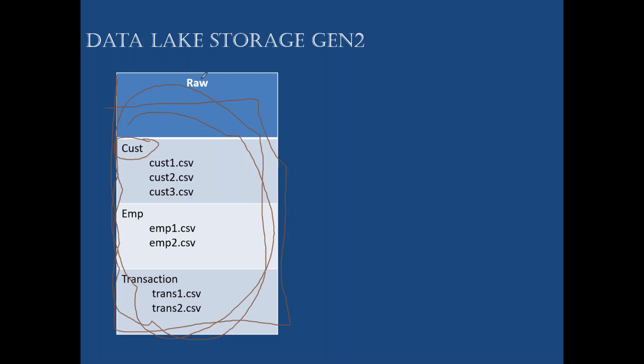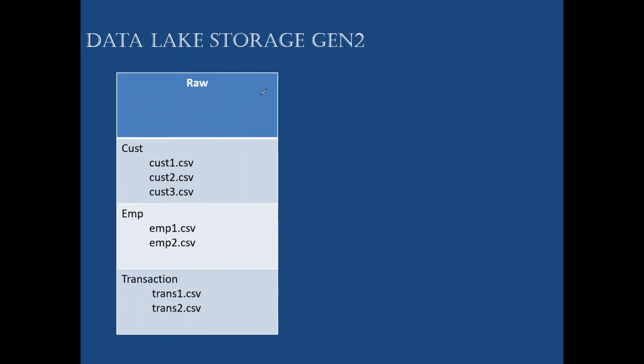So there is a chocolate box. Raw is nothing but a chocolate box. Under the chocolate box, we have chocolate packets. Cust is one chocolate packet, employee is one chocolate packet, transaction is one chocolate packet. Now, under chocolate packets, what we will have is chocolates. 1, 2, 3 chocolates are there under this chocolate packet. In this chocolate packet, we have 2 chocolates. In this chocolate packet, we have 2 more chocolates. Cleared all of you?